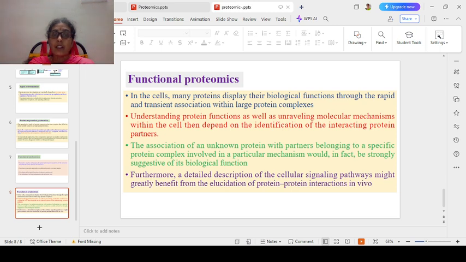Understanding protein function as well as unraveling molecular mechanisms within the cell then depends on identification of interacting protein partners. Another important thing is the association of an unknown protein with a partner belonging to a specific protein complex involved in a particular mechanism, which would be strongly suggestive of its biological function. Furthermore, a detailed description of cell signaling pathways might greatly benefit from the elucidation of protein-protein interactions in in vivo conditions. So this is a general brief introduction about proteomics.